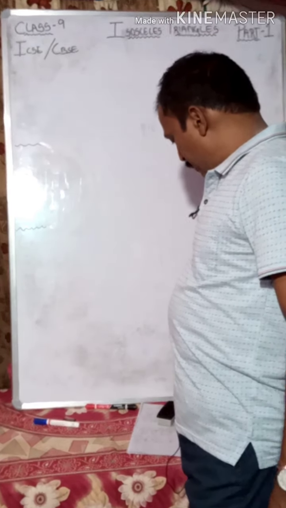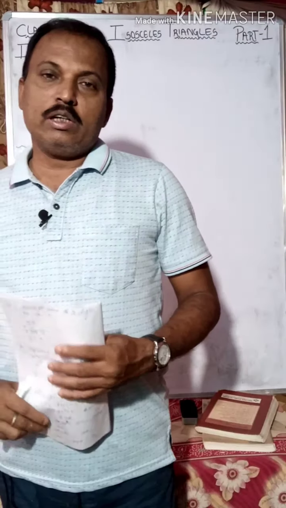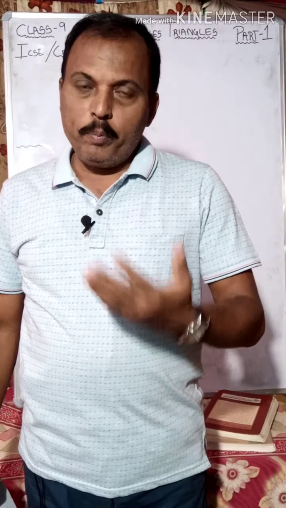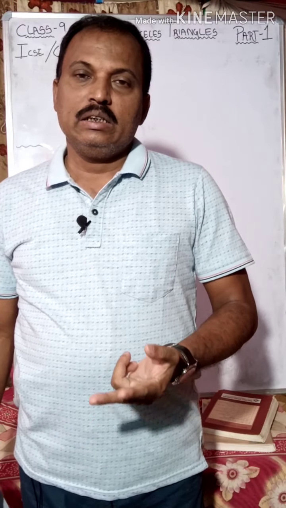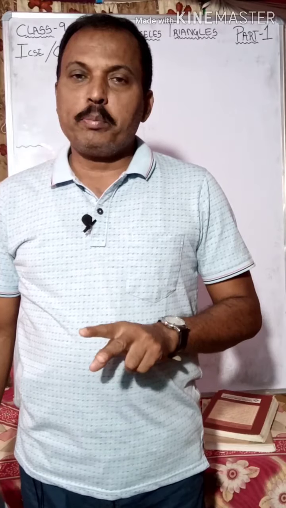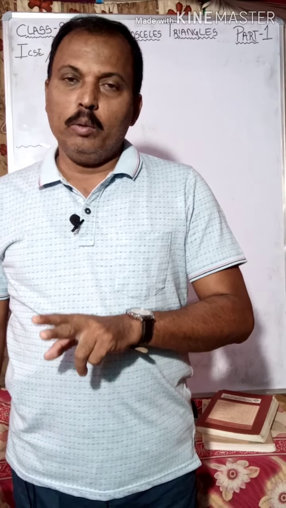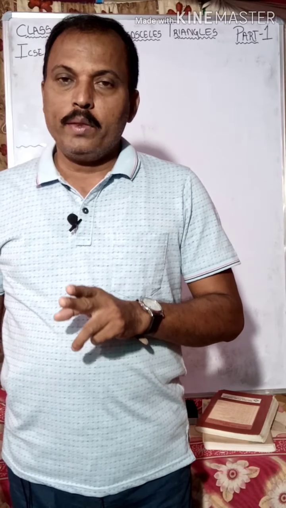part 1. Now we know that an isosceles triangle has two equal sides. We have to prove two equal angles opposite to them. If two sides of a triangle are equal, then the angles opposite to them are also equal. We will prove that theorem.